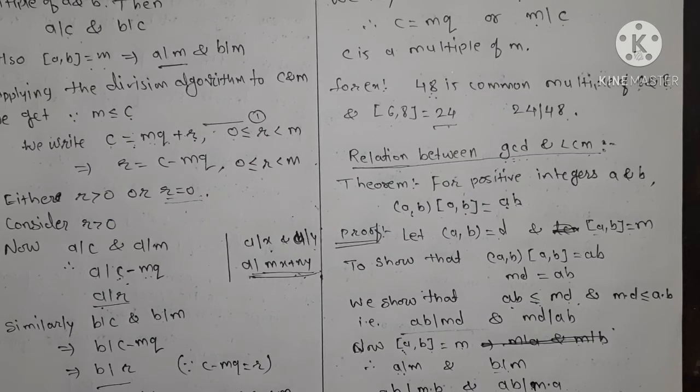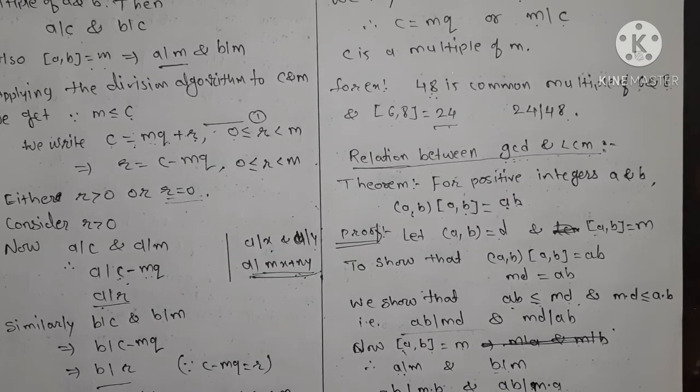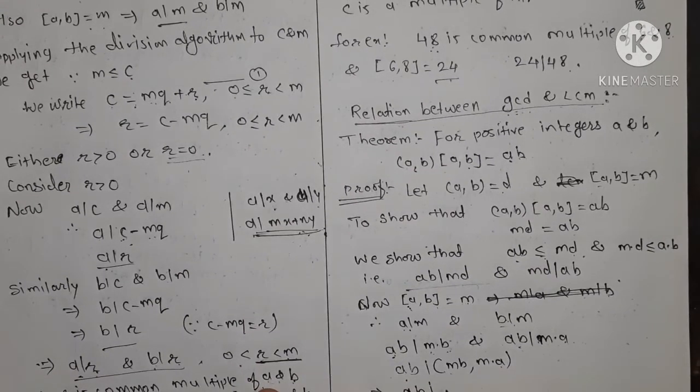This implies AB divides the GCD of M into B comma M into A, right? Because AB is a divisor of M into B, AB is a divisor of M into A, so by definition AB divides the GCD of M into B and M into A. This implies AB divides M in bracket B comma A.